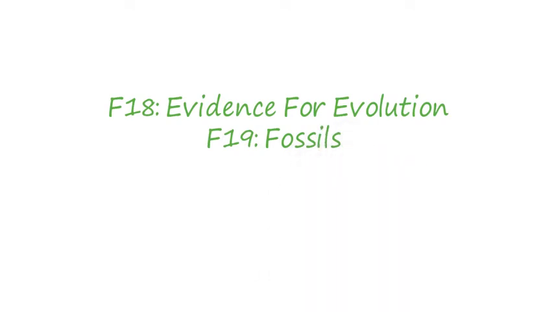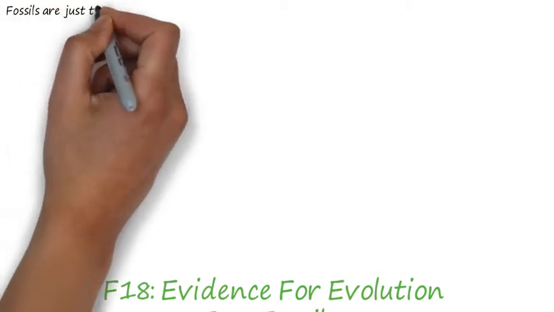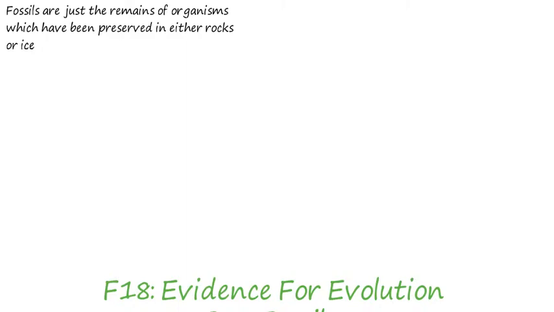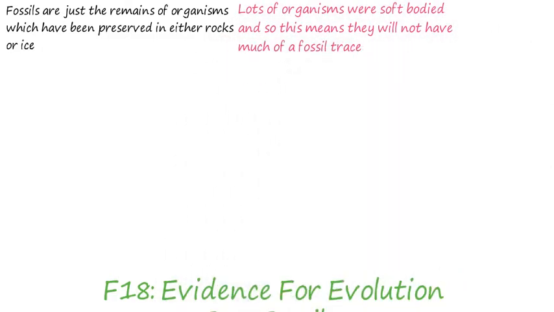What other evidence is there to support the process of evolution by natural selection? One of the most useful pieces of evidence are fossils. Fossils are just the remains of organisms which have been preserved in either rocks or ice. Without fossils, we wouldn't be able to tell what early life forms there were. Fossils have told us everything we know about the dinosaurs, for instance.